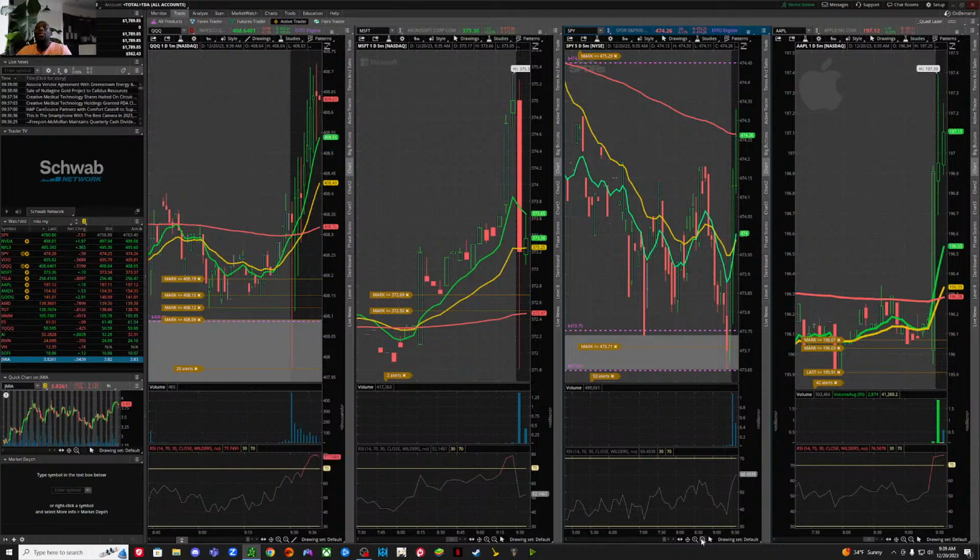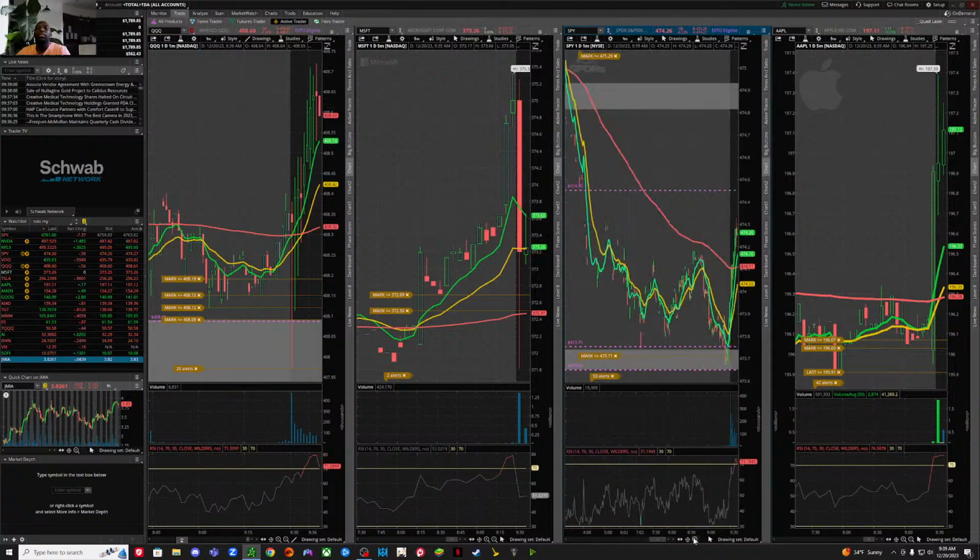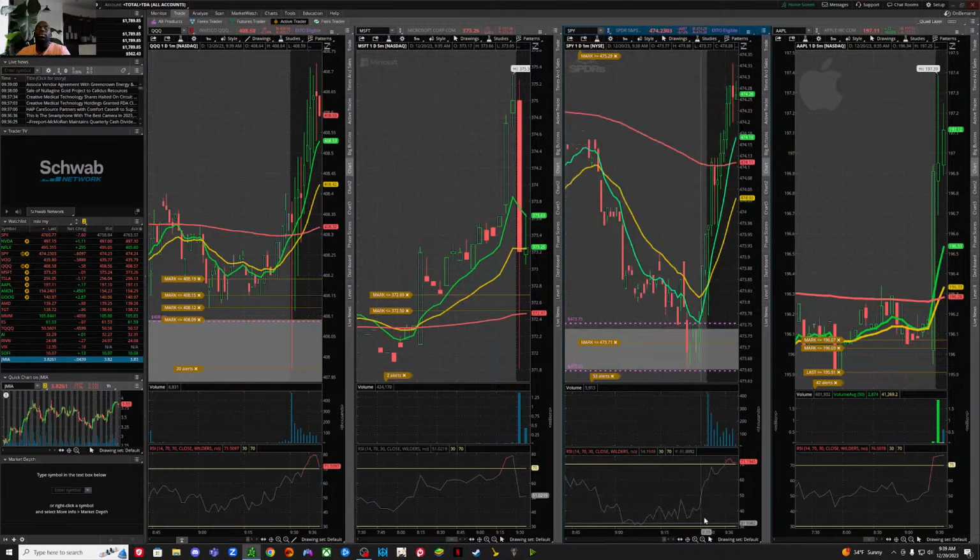Now we gotta wait. What is SPY doing anyway? 1 minute. They're doing the same things and they gotta go down. Then I'm getting into my trade to the upside. I'm not playing it to the downside.